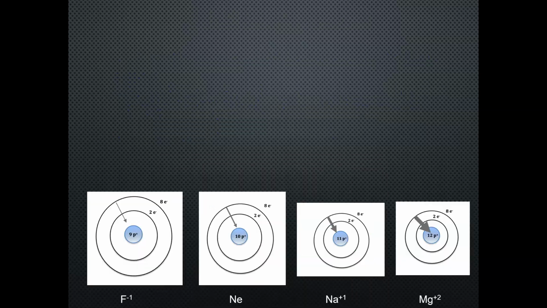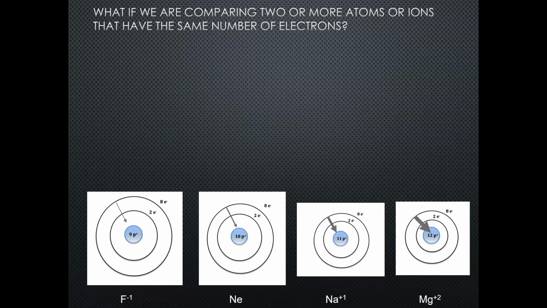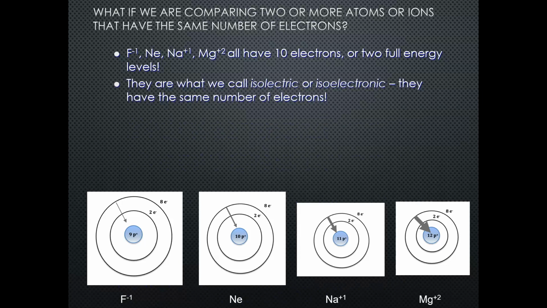So if we take two or more atoms or ions that have the exact same number of electrons, but they have a different number of protons. So here we have the same number of electrons. We have 10 electrons. So we have a different number of protons. Because they have the same number of electrons, we refer to that as isoelectronic, depending on where you've heard the term. That means they have the same number of electrons.